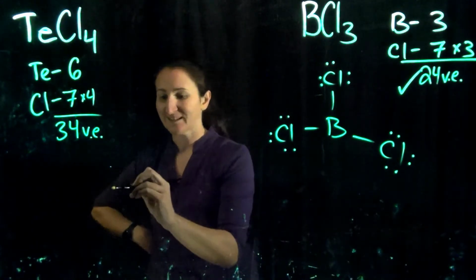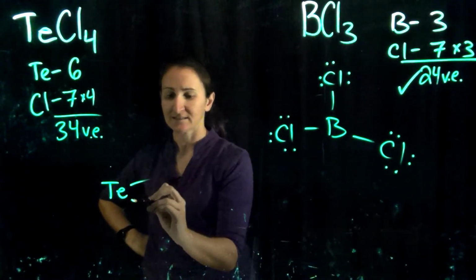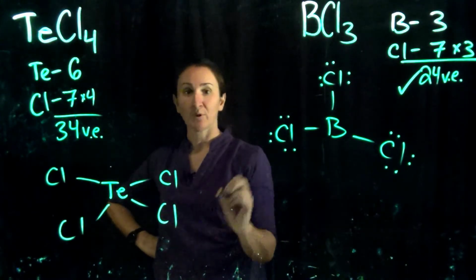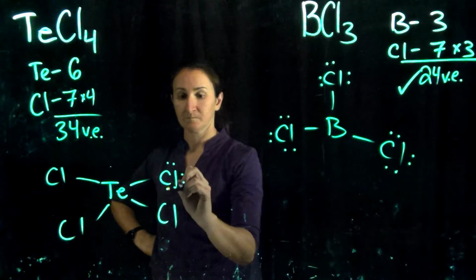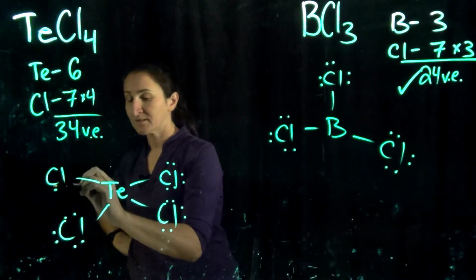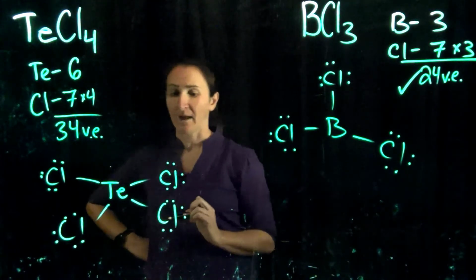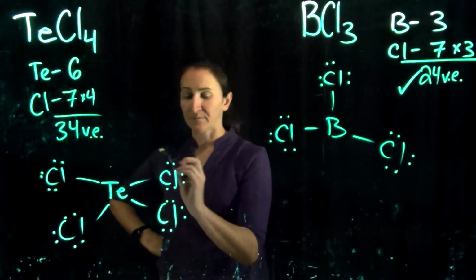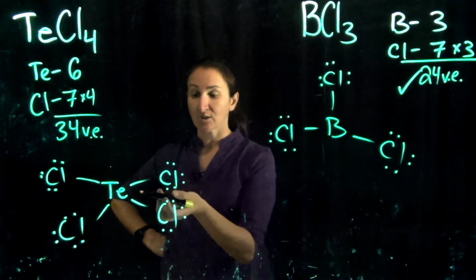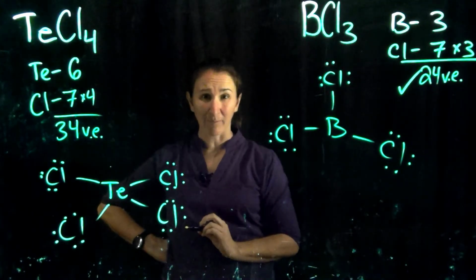Well, let's find out. So we've got tellurium in the middle. It's the least electronegative. Then chlorine's around it. Now we need to start putting electrons on. You should notice that pattern that we saw before, where there's a whole bunch of electrons around my chlorines. And now I've completely made chlorine happy. All of my chlorines have a filled octet. Tellurium has a filled octet, so it's happy.